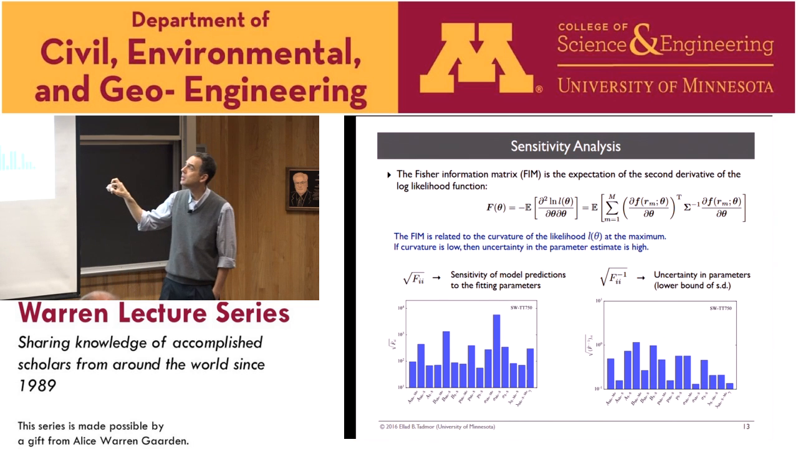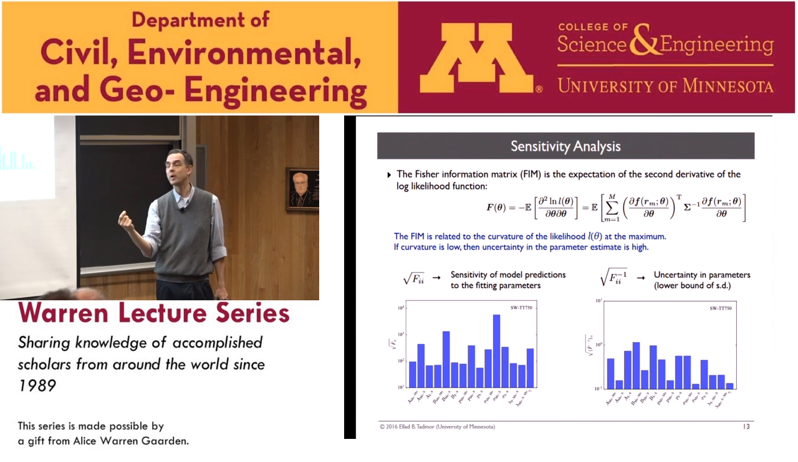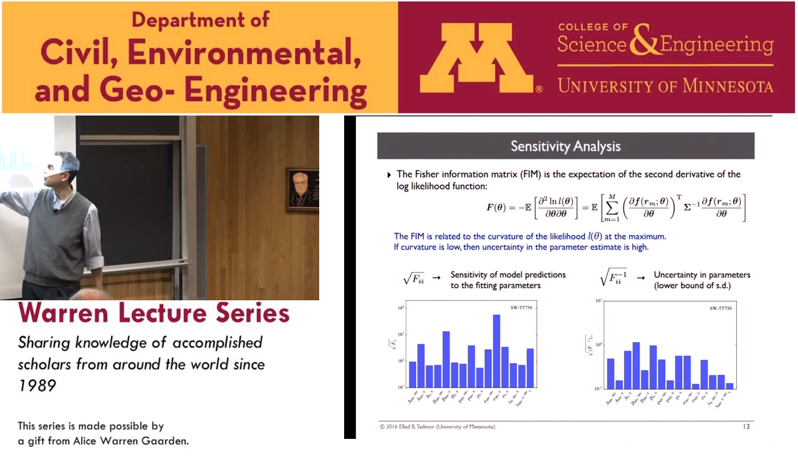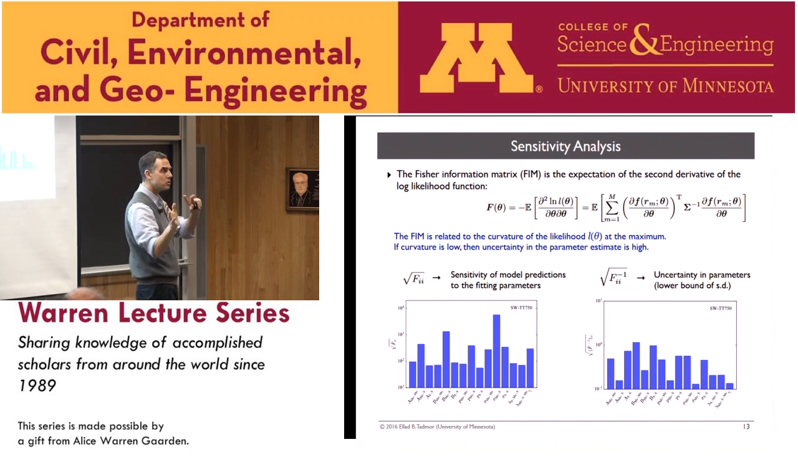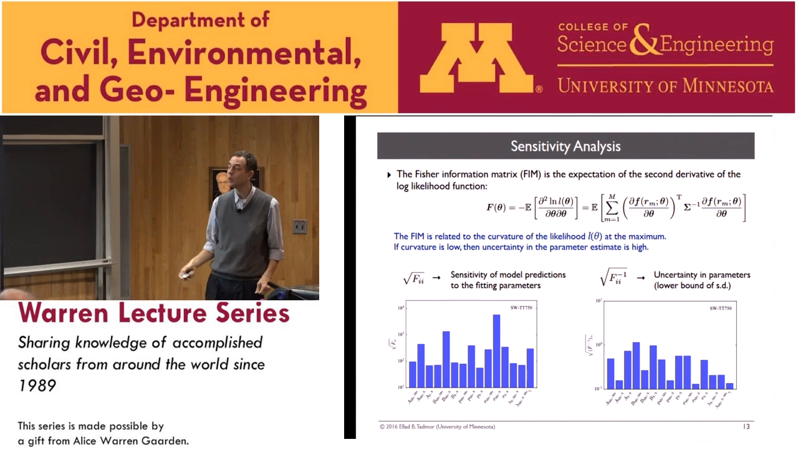On this side, the diagonal elements of F, not inverse, but F, tell you something about the sensitivity of the predictions of your model for a particular parameter. So if you perturb one of these parameters, how much can you expect an observation to change? So they're two different things. There is a lot of information bottled up in that thing. And so here's one example of how you can use that.